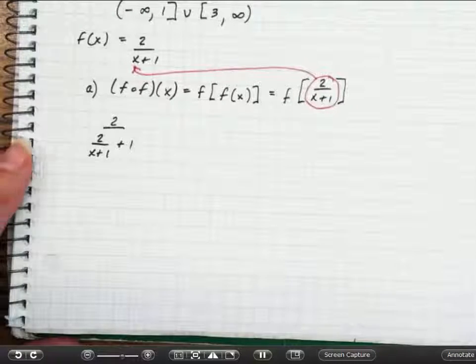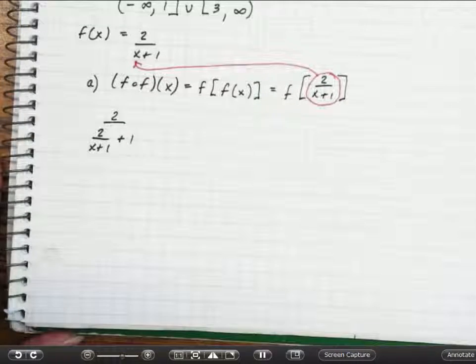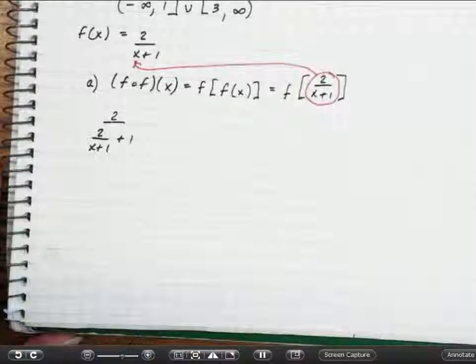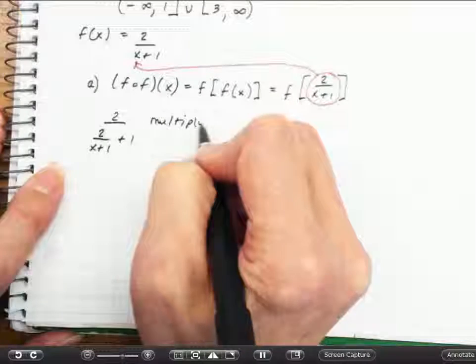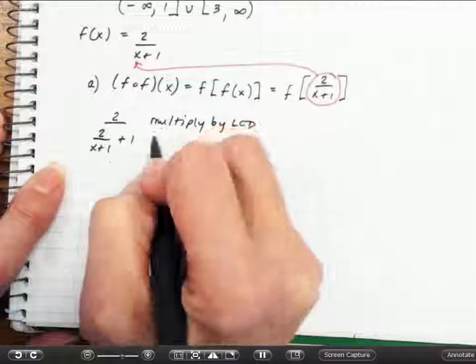There's a couple ways. There's 2 ways. I could get a common denominator. Okay, so that's finding a common denominator. That's not necessarily the easiest way.